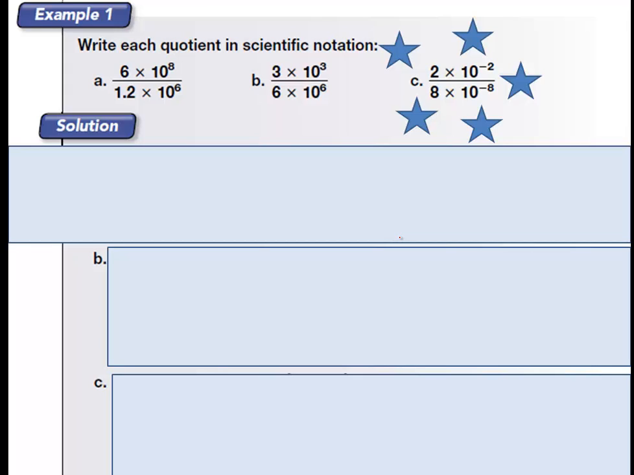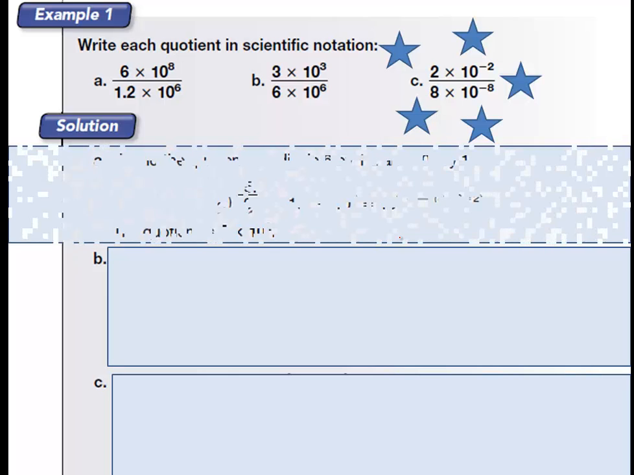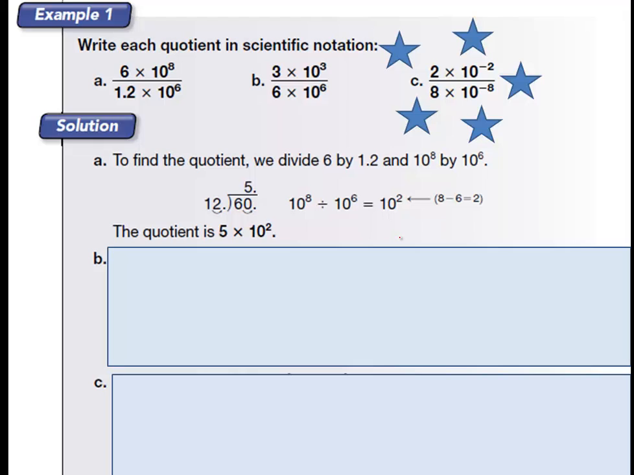Okay, for A, I'm going to divide 6 by 1.2. I'm also going to divide 10 to the 8th by 10 to the 6th. So when I divide the 6 by 1.2, right here, we know that we get 5. Now 5 is already, the decimal is already where we need it for our scientific notation.